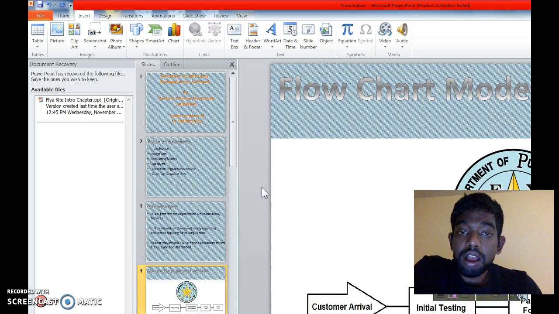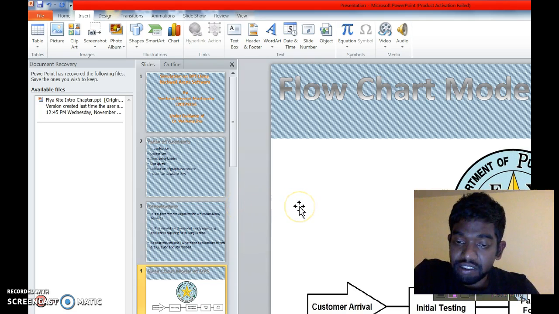Secondly, coming to my flowchart model of the DPS. First, the customer arrives and he undergoes initial testing, and from then he undergoes brief paperwork formalities, and from there he undergoes driving test, and then he is given a final result.